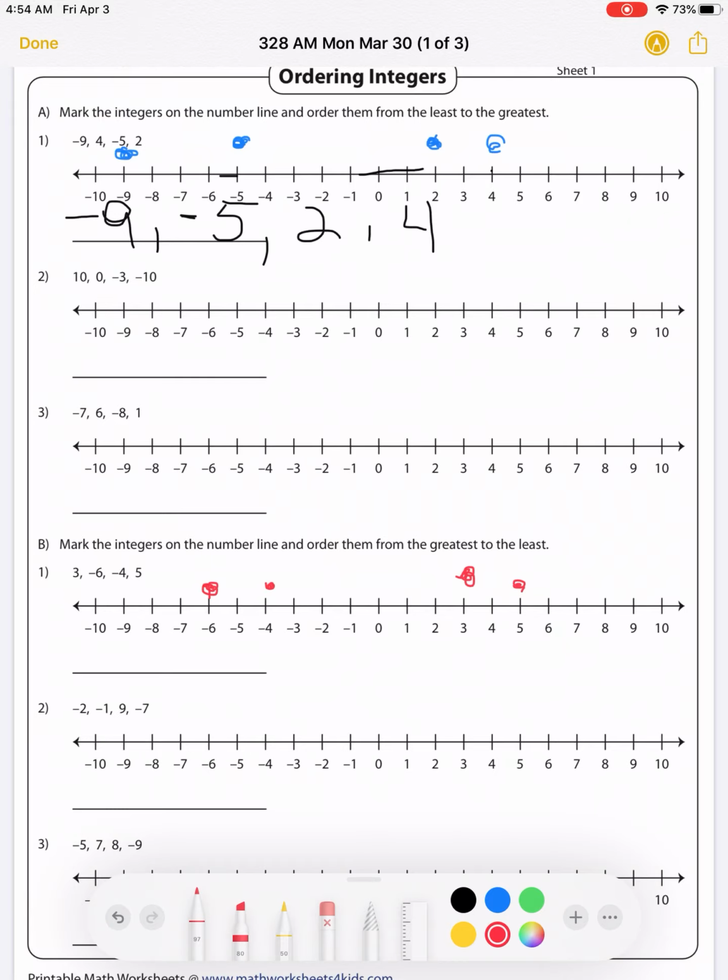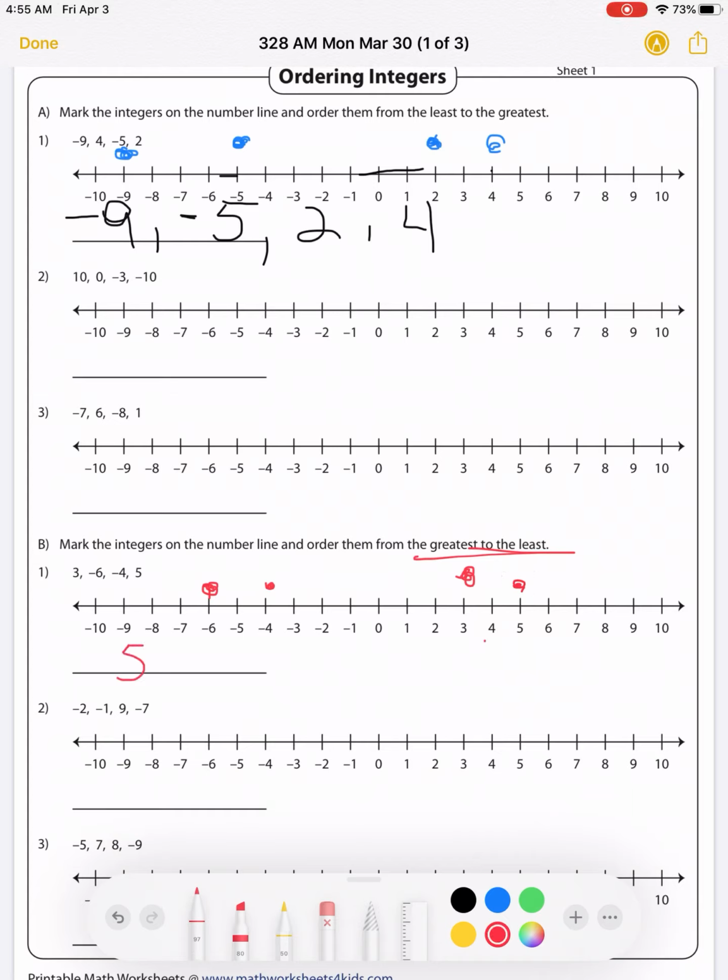But this time they want them from greatest to least. And I know the more I go down this way, the numbers get greater. So I'll start down here. The highest number that we've indicated is 5. So Ms. Thurman will mark her 5.